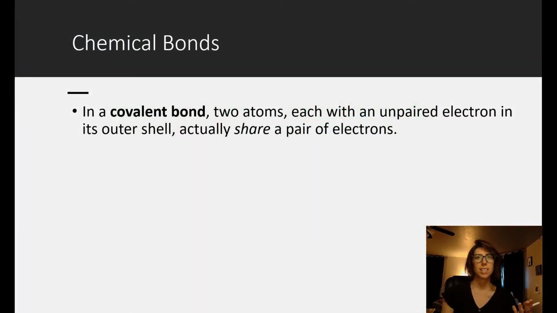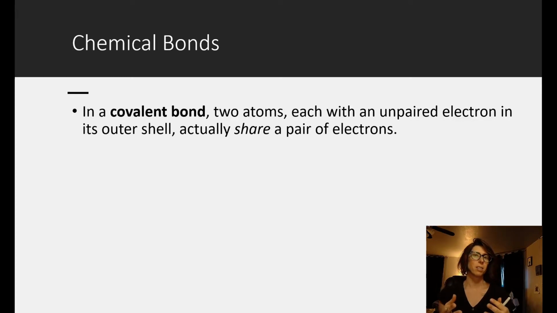Now, in a covalent bond, 2 atoms, each with an unpaired electron in their outer shell or their valence shell, always share a pair of electrons. Now, what we saw with sodium chloride is that the chlorine completely took an electron from sodium and there was no sharing. And then the opposites attracted to hold the 2 separate atoms together like magnets.